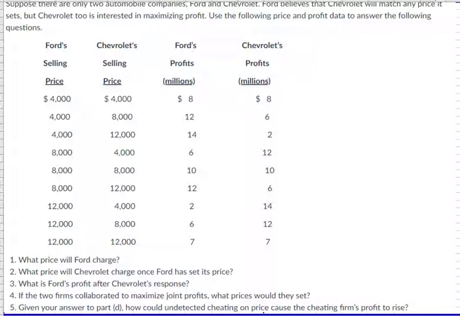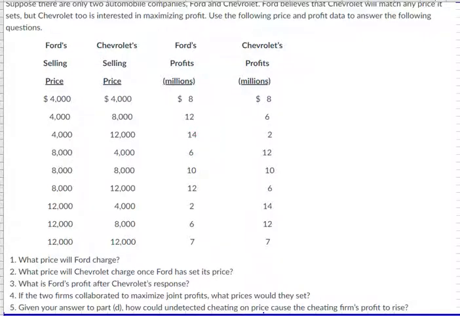What is Ford's profit after Chevy's response? They chose 8. Chevy undercut them with 4. They're only gonna make how much? 6 million. That would be Ford's profits after the response.